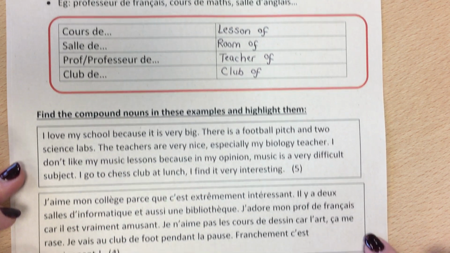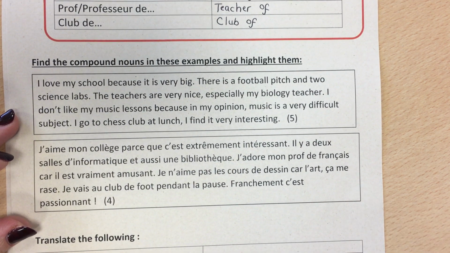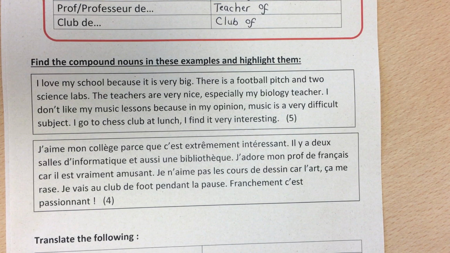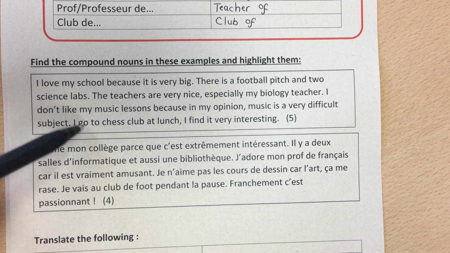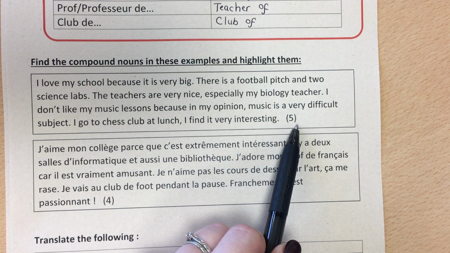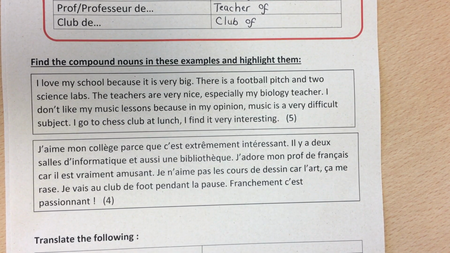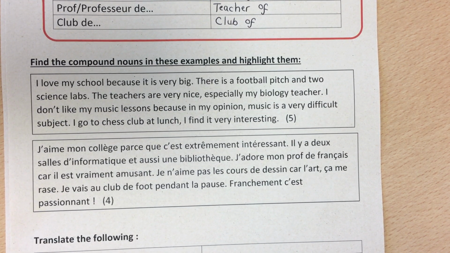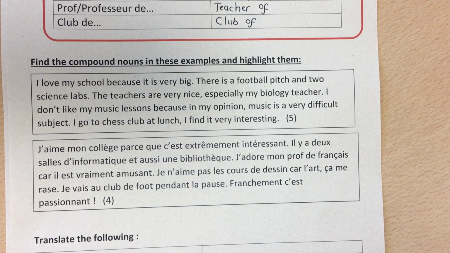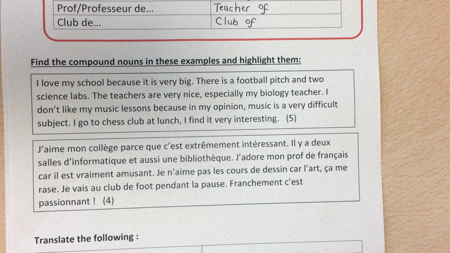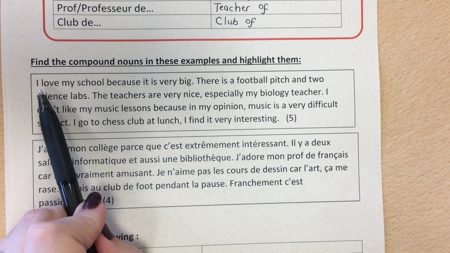First of all, I would like us to look at these 2 paragraphs. There's an English paragraph and a French paragraph. Both describe a school and somebody's opinion of their school. In the first paragraph, there are 5 compound nouns to find. I'm going to show you where the first one is, and then you can pause the video and see how many of the remaining 4 you can find and highlight in your booklet, and then we'll come back together and check our work.